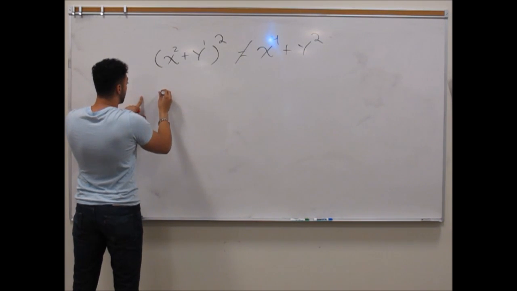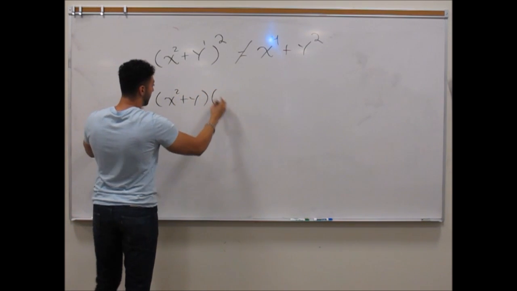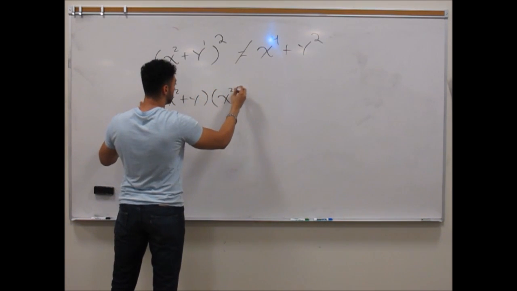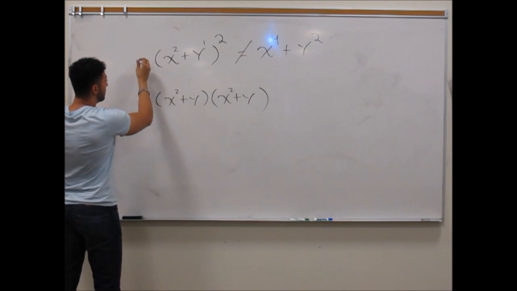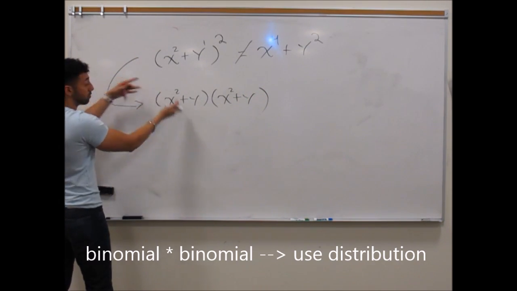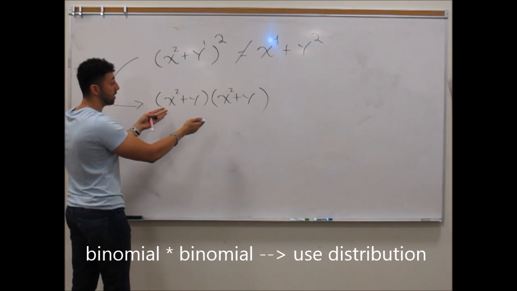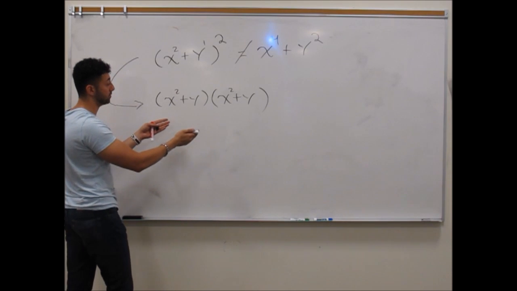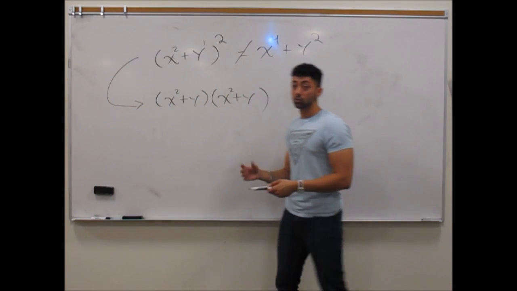So really what this is saying is I have x squared plus y, and then I have another x squared plus y. This is really what this is saying. So we would have to FOIL this out to get the correct answer out of it.